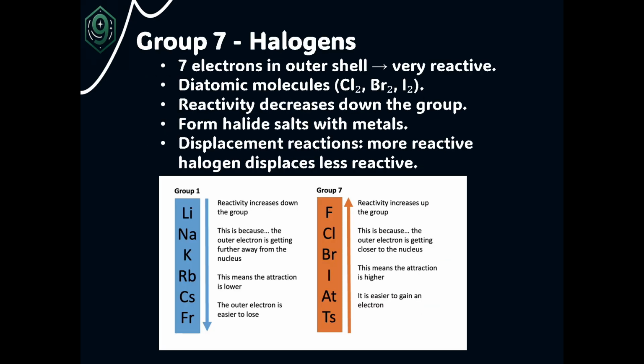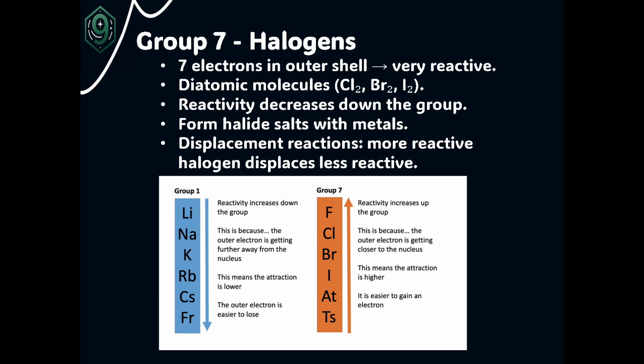Now, next up, the halogens in group 7. These are kind of the opposite of group 1. They've got 7 electrons in their outer shell. That means they're desperate to gain one more electron to make a full shell. Halogens exist as diatomic molecules, like chlorine gas would be Cl2, bromine gas is Br2, and iodine is I2. So they always come in pairs.